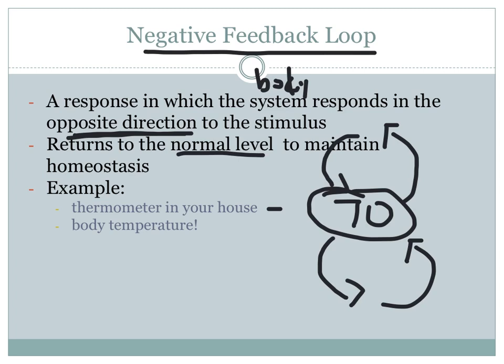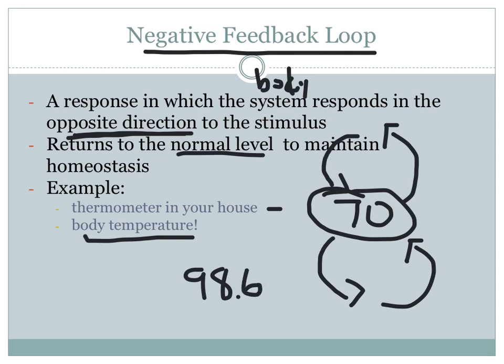Something very similar happens in your body. So body temperature, maintenance of body temperature, is an example of a negative feedback loop in your body. And there are thousands of negative feedback loops in your body, but this is just a really easy example to understand. So the same thing, you want your body temperature to remain around 98.6 degrees approximately.